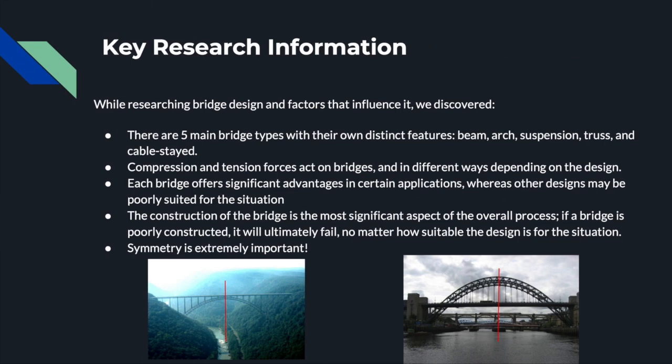During our research, we found that there are 5 main bridge types, including beam, arch, suspension, truss, and cable stay. 2 important components of a bridge include compression and tension forces, and they are different depending on the design. Construction is very important because a minor detail can cause a huge failure. Finally, symmetry is very important for a successful bridge.